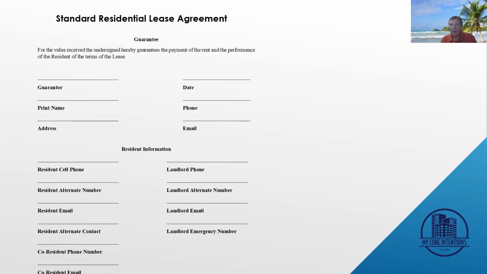And then the bottom is information. You always want to get as much information as you possibly can from the tenant. Mom and dad's phone number, a cousin, a brother, an employer. Because if the tenant ever skips out, you want to be able to do a skip trace.